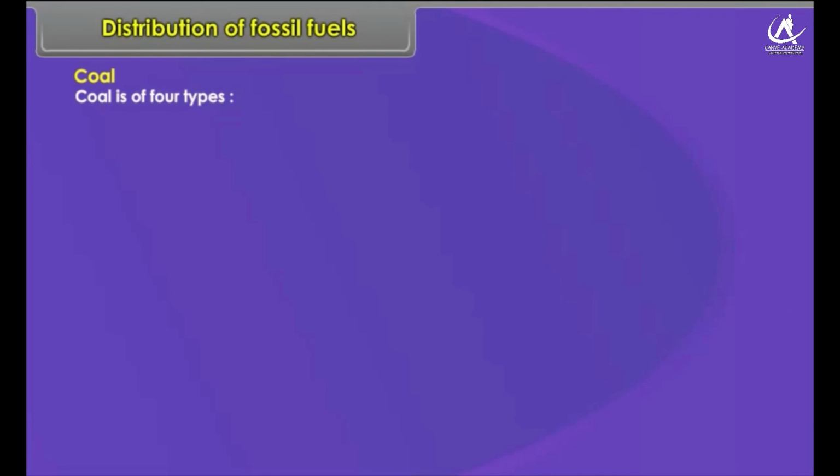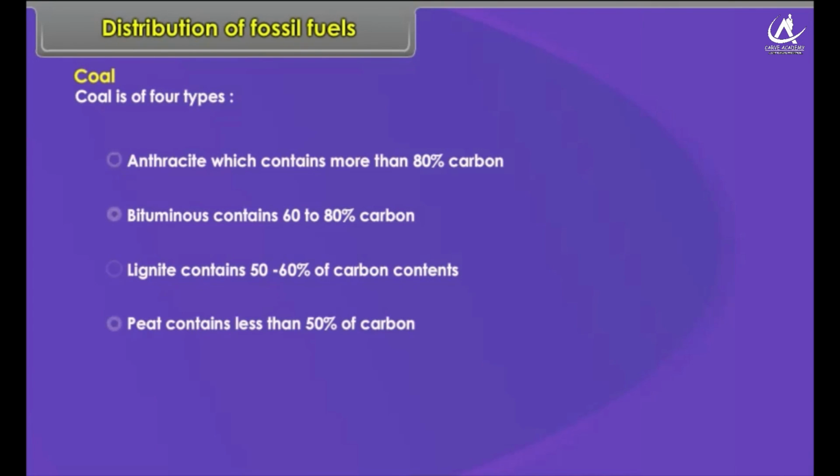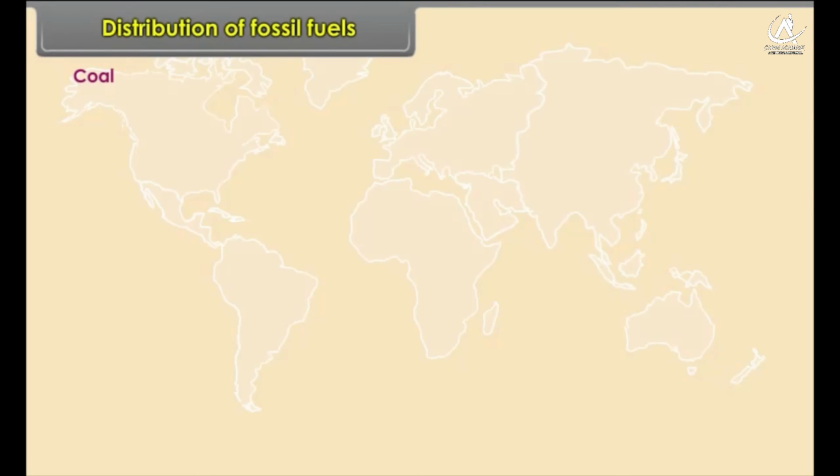Coal is of 4 types. They are anthracite, which contains more than 80% carbon. Bituminous contains 60 to 80% carbon. Lignite contains 50 to 60% of carbon contents. Peat contains less than 50% of carbon. Coal, world distribution: Russia, USA, China, Australia, parts of Western Europe, South Africa and India.